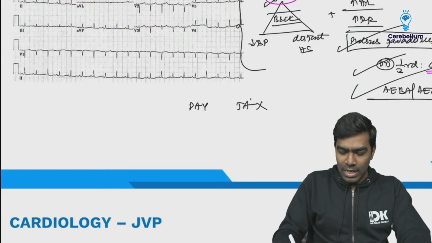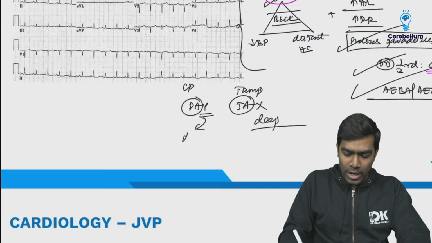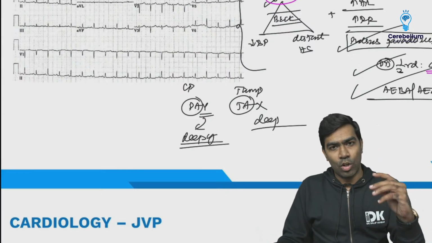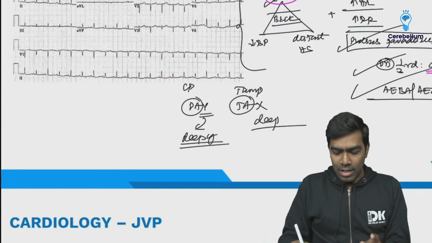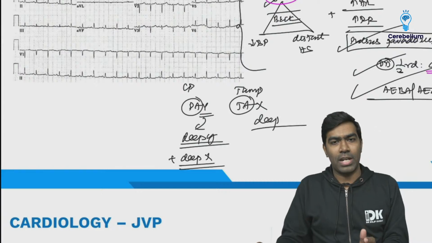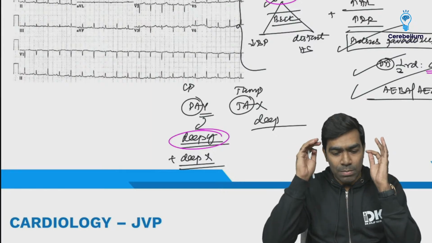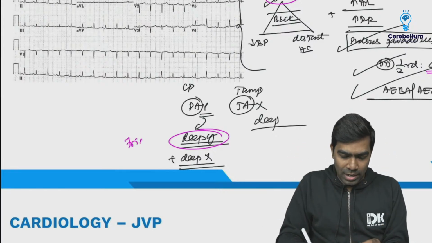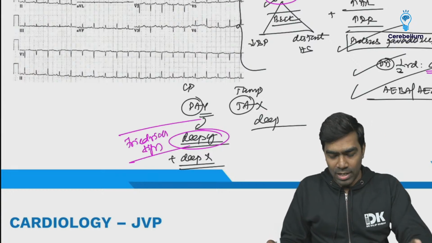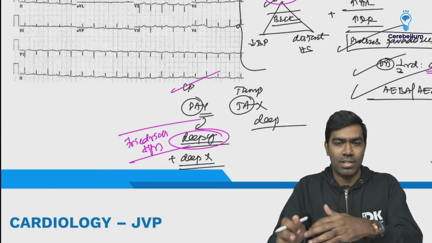So what is PATAX? In tamponade, you're going to see a deep X descent, whereas in constrictive pericarditis, you will see a deep Y descent. I'll repeat, in constrictive pericarditis you see a deep Y descent. Remember, it's not just a deep Y descent; you also see a deep X descent in constrictive pericarditis. But this deep Y descent in constrictive pericarditis is specifically called Friedrich sign. I'll repeat, it's very special and has a special name, Friedrich sign.